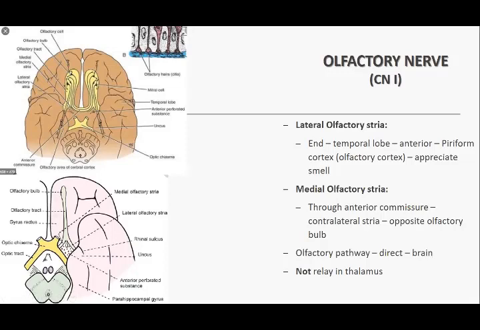I was talking about the lateral olfactory stria. That ends in this piriform cortex. Piriform cortex is the olfactory cortex. So now this sense is going directly into the olfactory cortex.